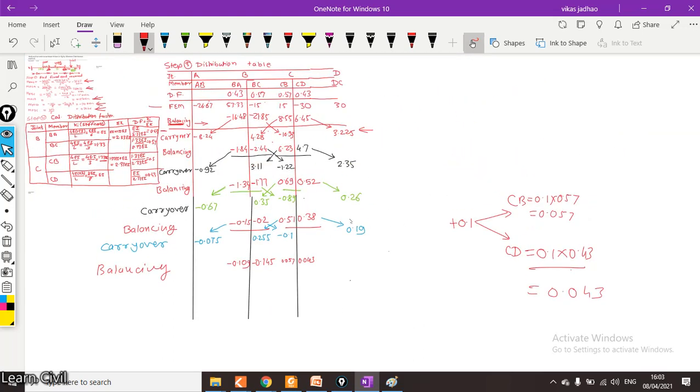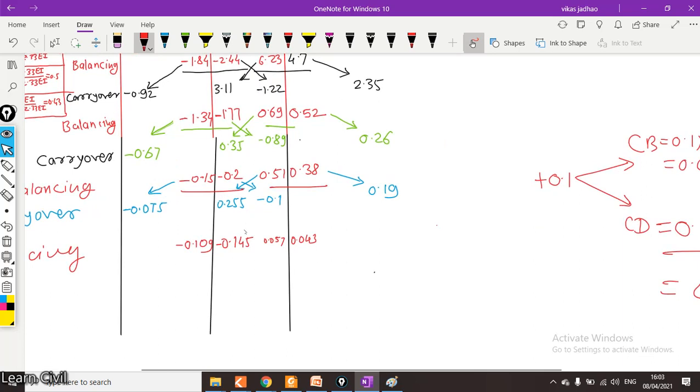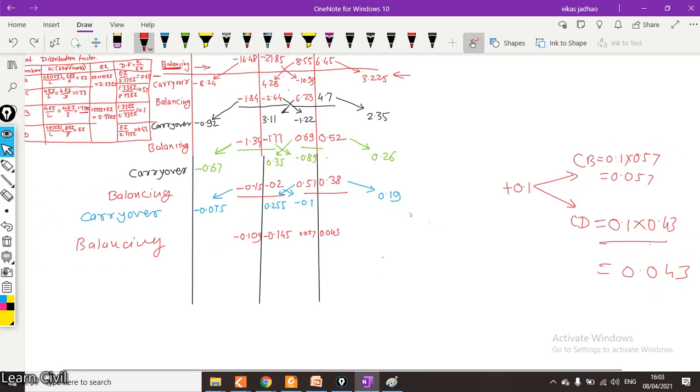And you can see here the unbalanced moments are negligible now. You can see this term has gone to double digits below 0, here again single digit below 0. So we can stop here. You can again go on with carryover and balancing till 0 is achieved, but if these values are negligible, you get a negligible unbalanced moment, then you can stop here.